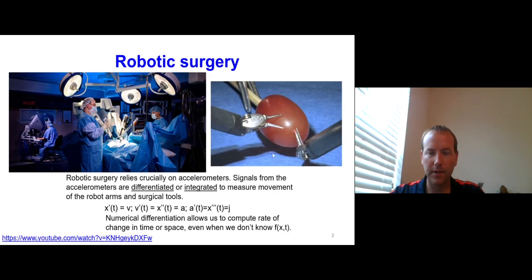And this is a really neat little video showing a robotic surgery on a grape. I encourage you to take a look at the YouTube video down there.